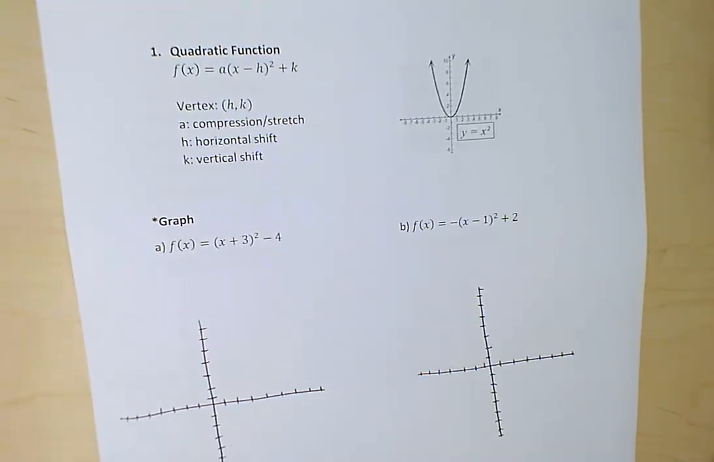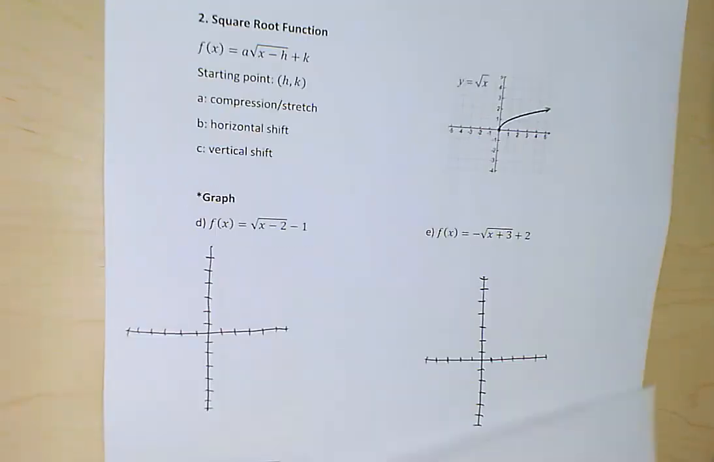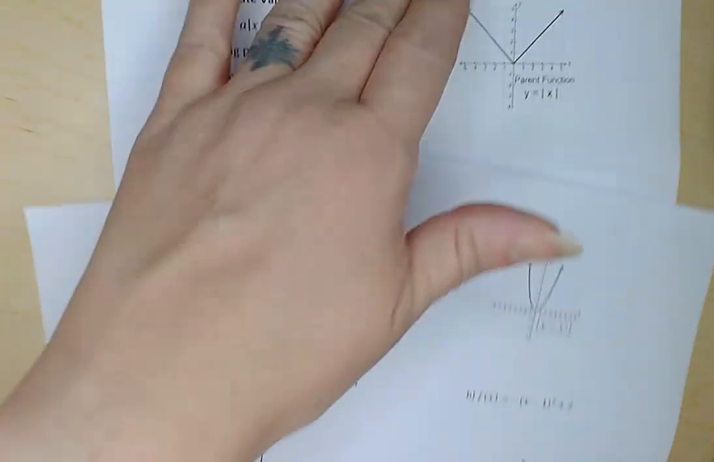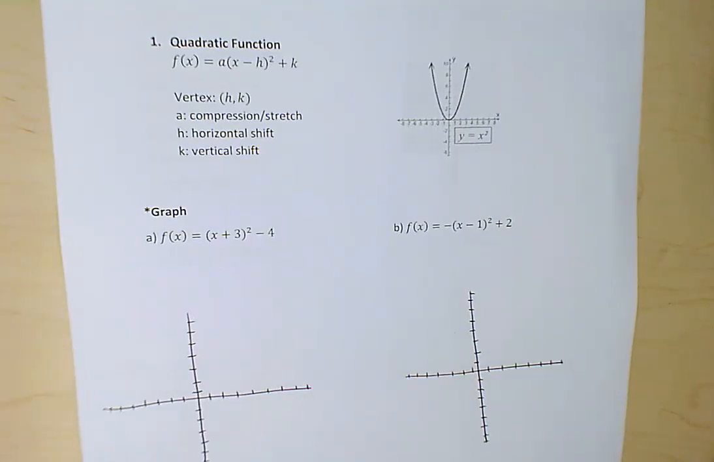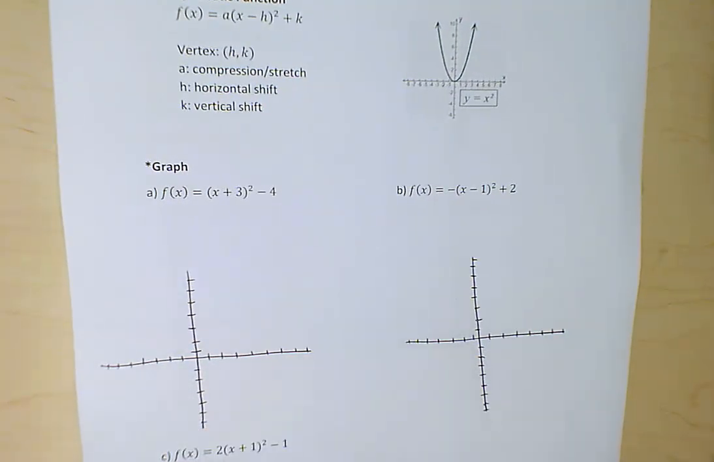So for this video, we are going to focus on transformations of functions, specifically quick sketches of the quadratic function, the square root function, and the absolute value function. So we're mainly going to be talking about the parent function of each one of these, understanding the components of that, and then using that to easily graph the quadratic, the square root, and the absolute value.